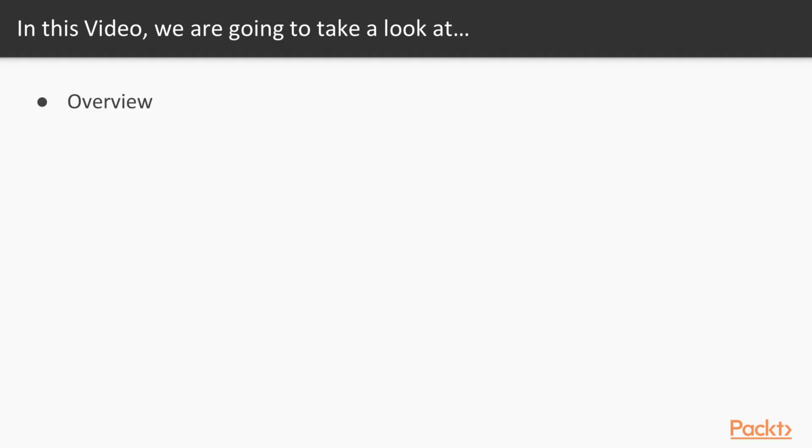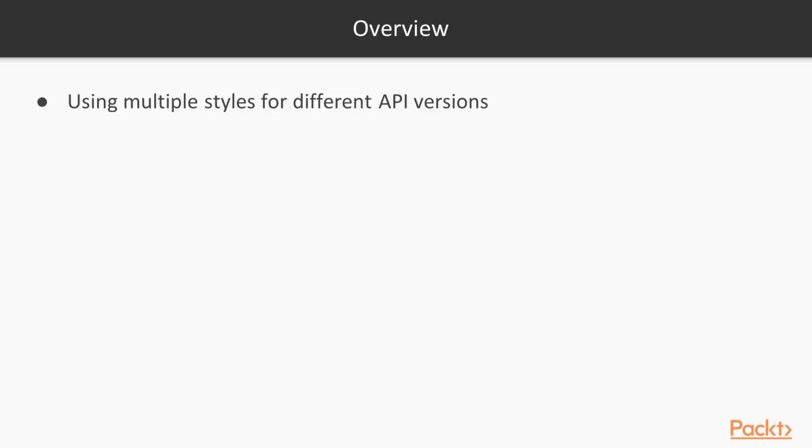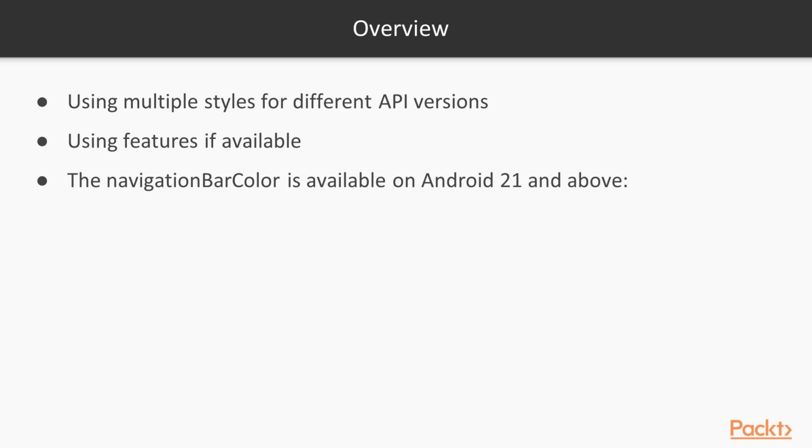First, I will give you an overview. Then, we will explore version-specific styles in XML files. And finally, we will use it in code. In Android, we can have multiple styles for different API versions. It helps us to use features if available. For example, navigation bar color is available on Android 21 and above.